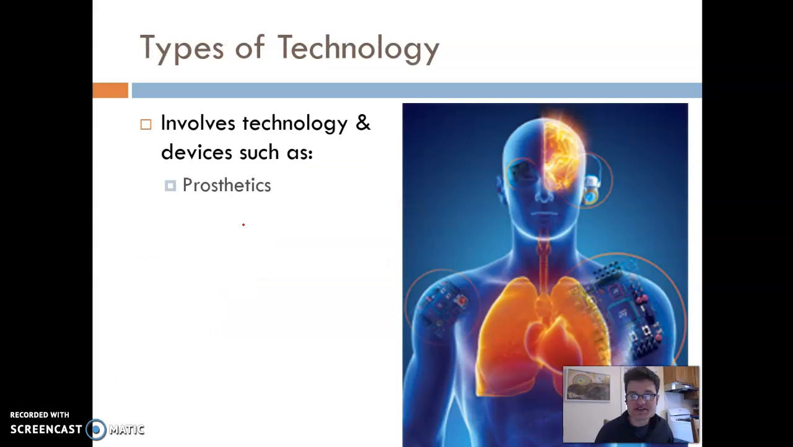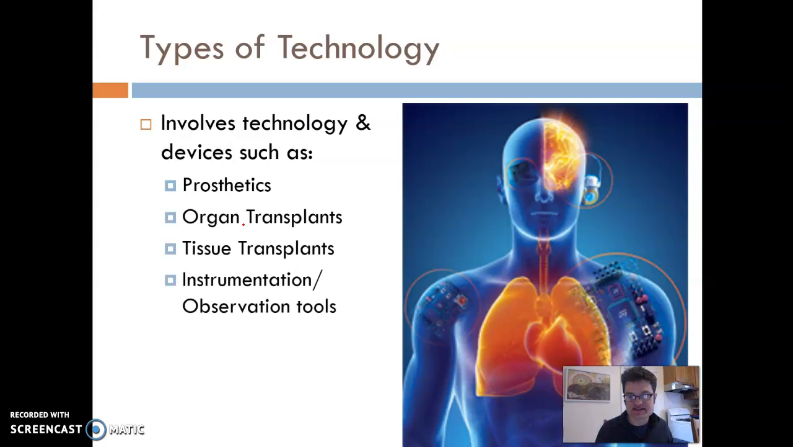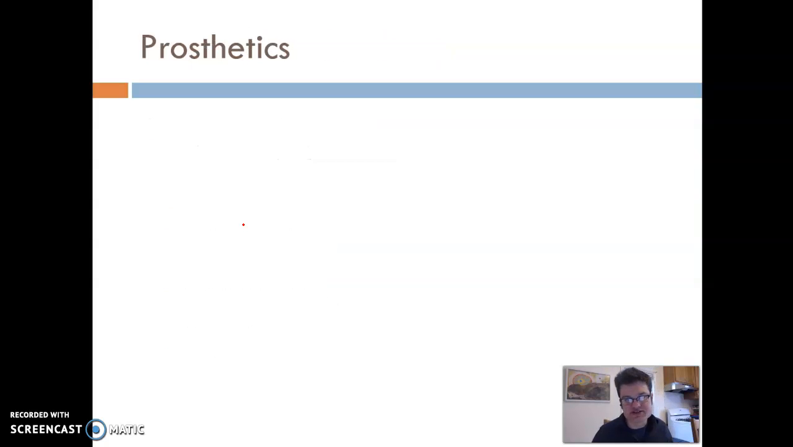Couple main technologies, prosthetics, so when we're replacing limbs, organ transplants, tissue transplants, observation tools, and also medical information systems. These are the types of technology that we're talking about. So let's dive a little bit into each one of these.